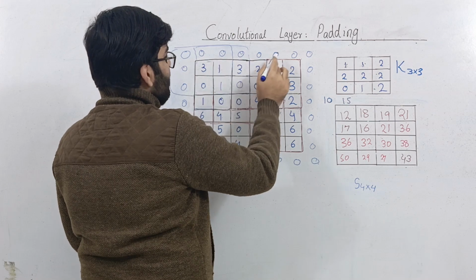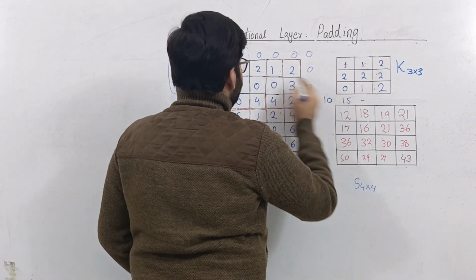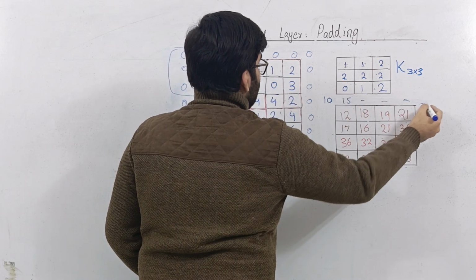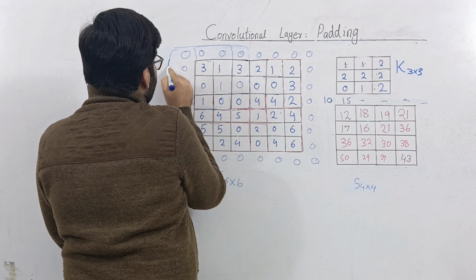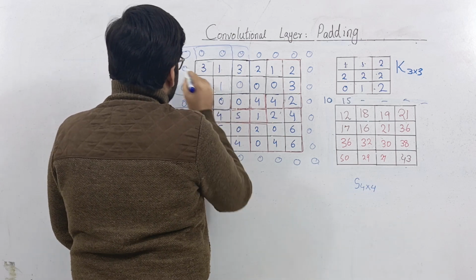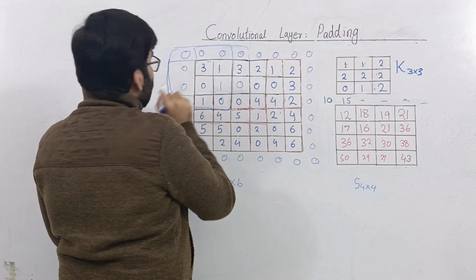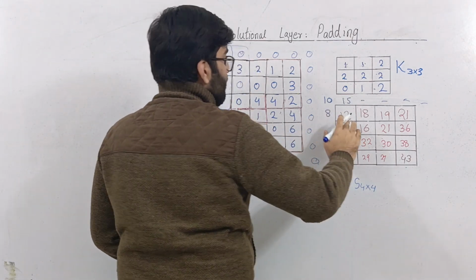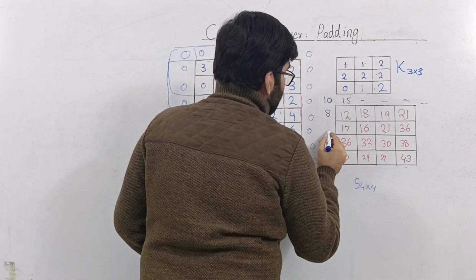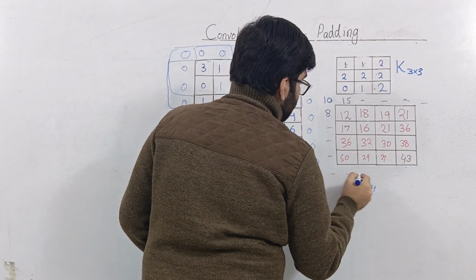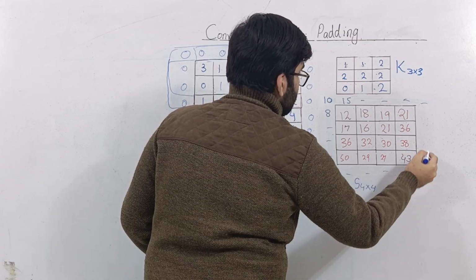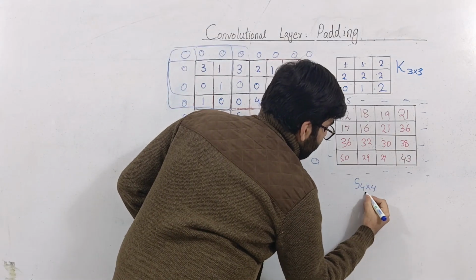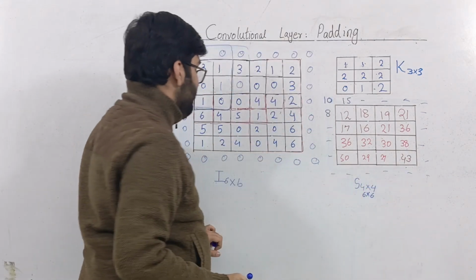We move it to the right and get something here, then to the right, something here, to the right, something here, to the right, something here. Then we move it one point to the bottom. Perform the same operation. We will get an 8. And the rest is the same for all these places. Now the dimensions of the output are 6 by 6 instead of 4 by 4.